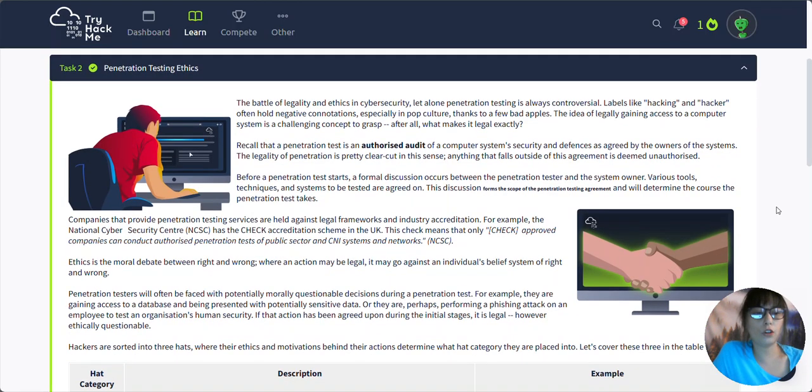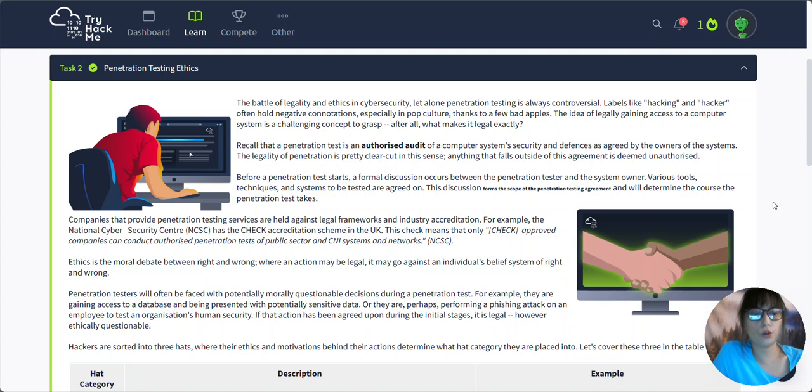Ethics is the moral debate between right and wrong. Where an action may be legal, it may go against an individual's belief system of right and wrong. Penetration testers will often be faced with potentially morally questionable decisions during a penetration test. For example, they are gaining access to a database and being presented with potentially sensitive data, or they are perhaps performing a phishing attack on an employee to test an organization's human security. If that action has been agreed upon during the initial stages, it is legal, however ethically questionable.